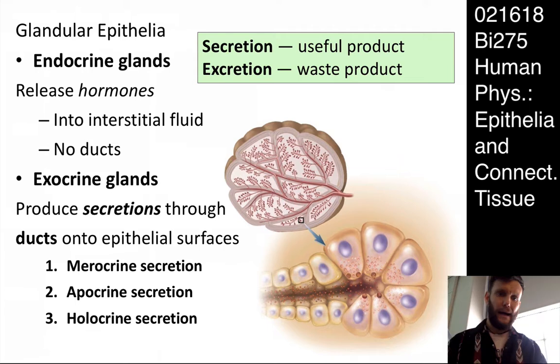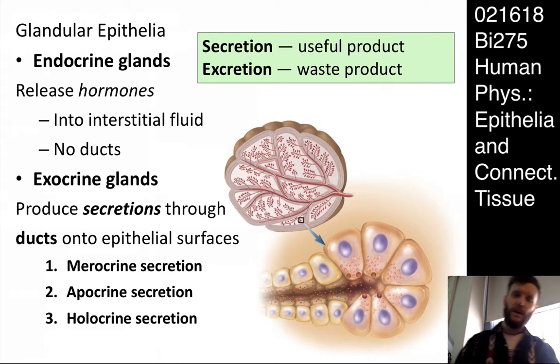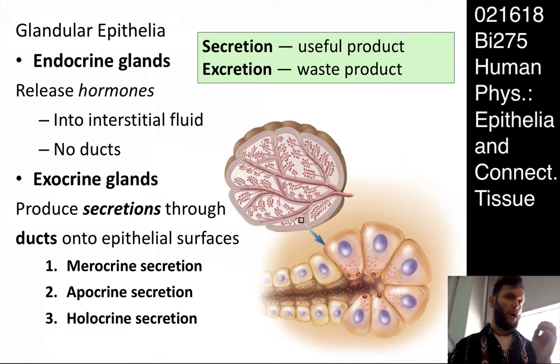So onto the glandular epithelia. There are endocrine glands and exocrine glands. The distinction here is that endocrine glands are going to release some sort of hormone into the interstitial fluid. So what is the interstitial fluid? The fluid between cells, yeah.